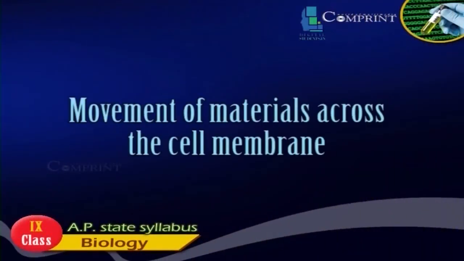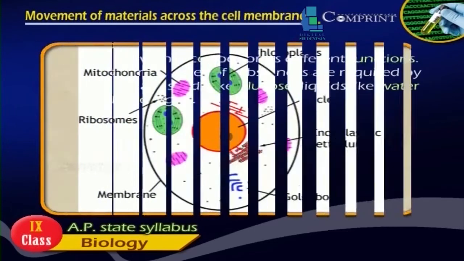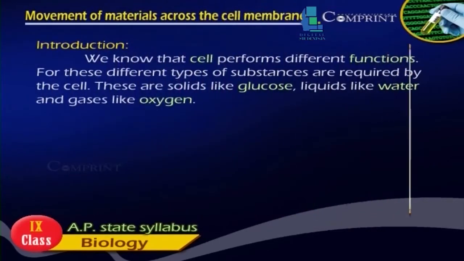Movements of materials across the cell membrane. Introduction. We know that a cell performs different functions. For these, different types of substances are required by the cell. These are solids like glucose, liquids like water, and gases like oxygen.